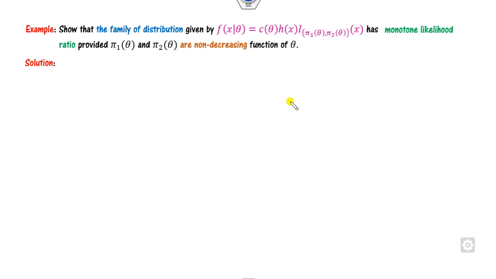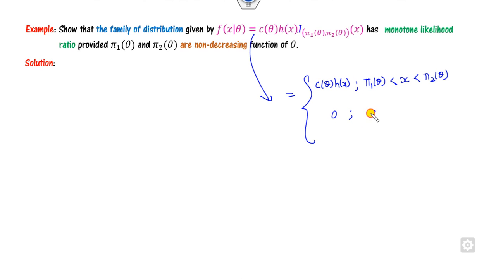Okay, another one is, again you can see that this is the I, that is the unit interval. What is the meaning of that? It means whenever x lies between pi 1 of this and of this, the value is my c of theta and h of x, otherwise 0. That is the meaning of x parameter, this one. Fine. Now you can see there is a family.